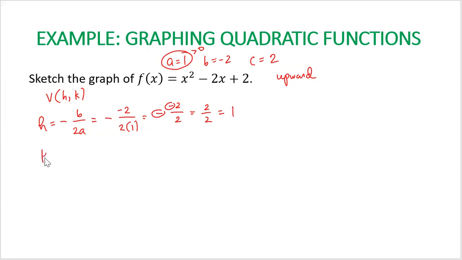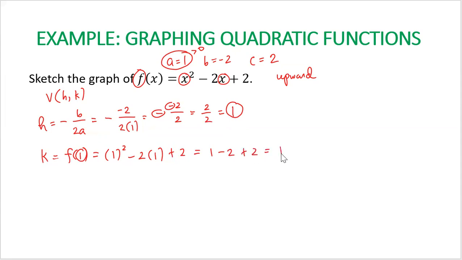And then for the value of k, we can evaluate the function f using the x-coordinate of the vertex. So we have f of 1. So f of 1, we substitute 1 to every occurrence of x in the given function. So therefore, we get 1 squared minus 2 times 1 plus 2. And this gives us 1 minus 2 plus 2. So this is going to be 1. Which means that the vertex is the point 1 comma 1.